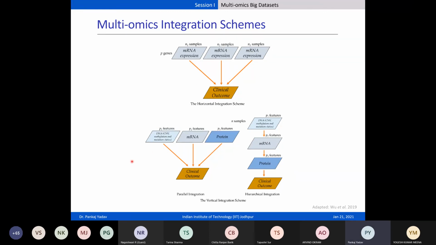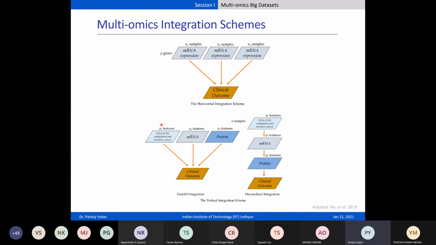Or you can have vertical integration, right? Vertical integration primarily means that you are drawing lines across the different layers of multi-omics data, from transcriptomics to proteomics, from proteomics to metabolomics, and so on. So here you can have the same samples. You can say this is one cohort, and you can have different layers of data from this cohort, or maybe from different cohorts.